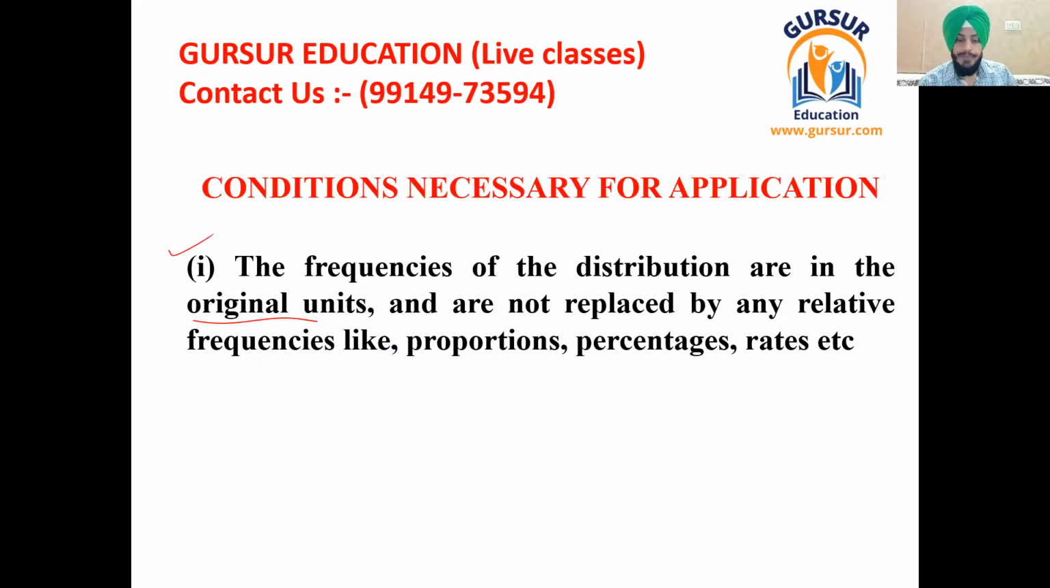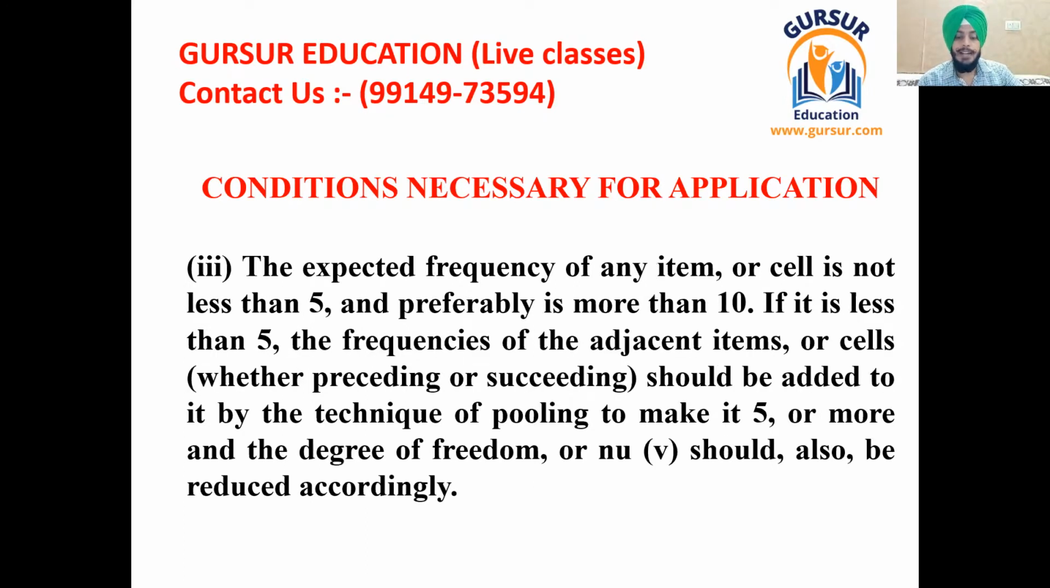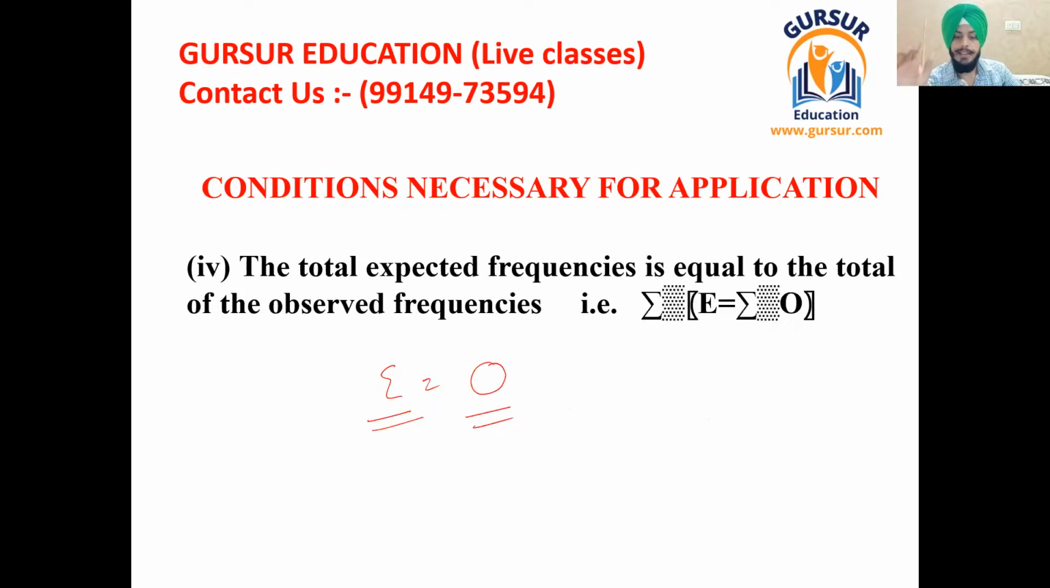After that, I taught you that there are some conditions for applying the chi-square test. The first condition is that you have to write the frequencies in original units. After that, the total of frequencies should not be less than 50. And the frequency of any item should not be less than 5. If this is the case, you can add the frequency of the adjacent item to the current item so that its total frequency becomes more than 5. Then I taught you that the total expected frequencies should be equal to total observed frequencies.